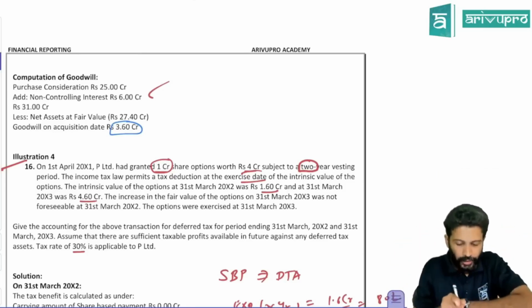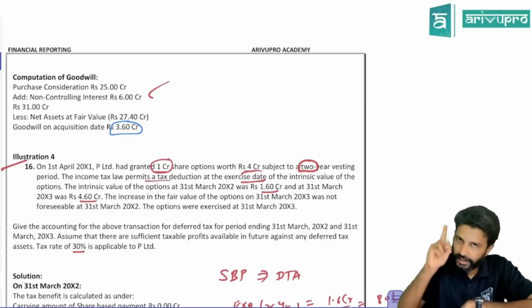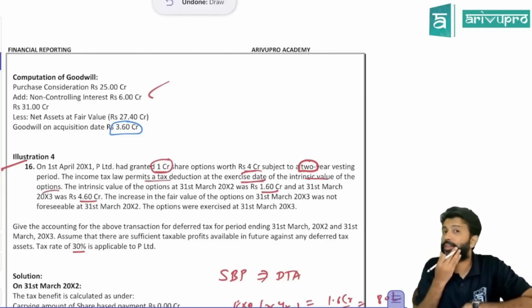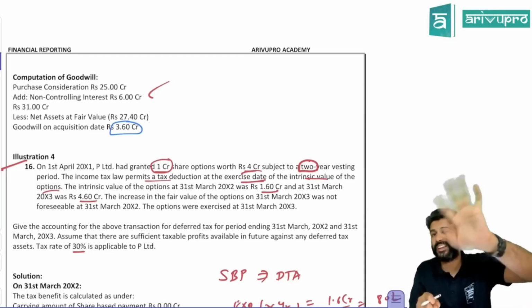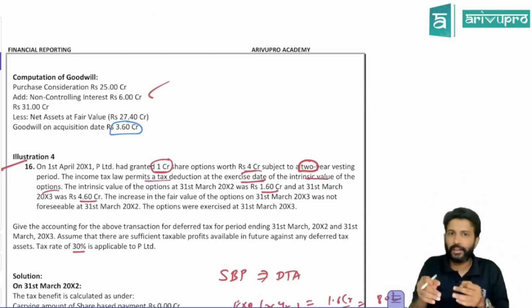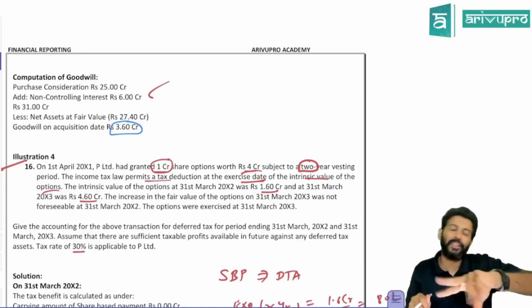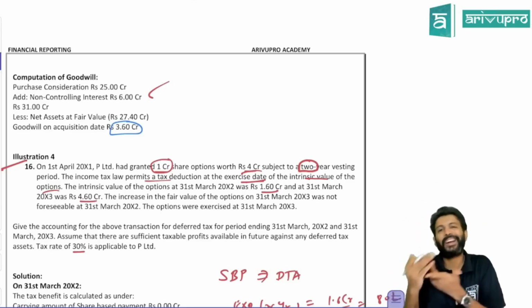That's all. Okay. So the vesting period is 2 years. The Income Tax Act permits tax deduction on the exercise date, on the intrinsic value of the option. So there are 2 ways you can find out, sir. As per Ind AS 102, we don't use intrinsic value. There are 2 methods, one is intrinsic value, another is fair value. Accounting standard allows both. In fact, we don't have any accounting standard, we have a guidance note. The guidance note issued by ICAI allows both the intrinsic value method and the fair value method.